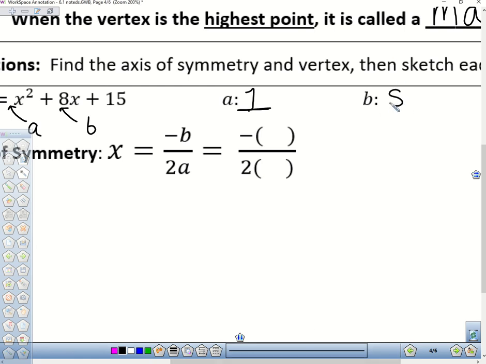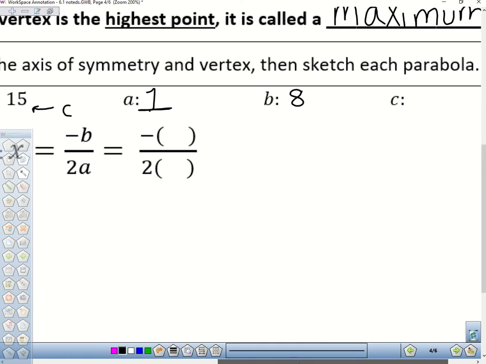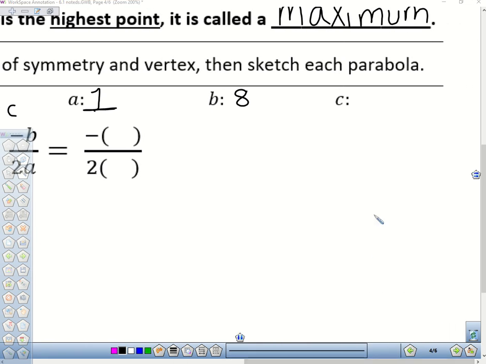Yes, so this is your c value right here. So the c value is what we call the constant, c for constant, and that's the value that doesn't have a variable associated with it. A variable is a letter. Okay, it doesn't have a variable associated with it, so this is our c value, 15.